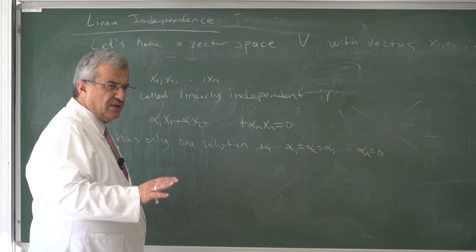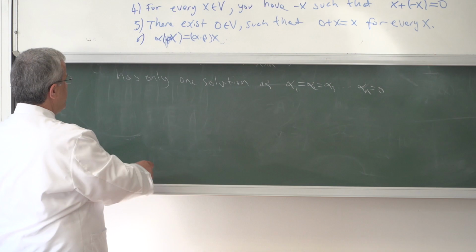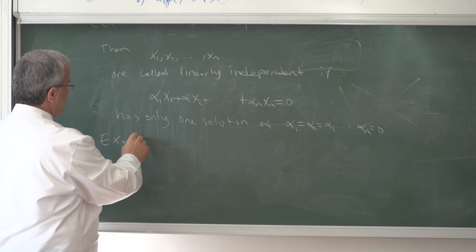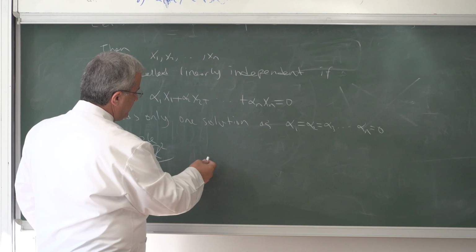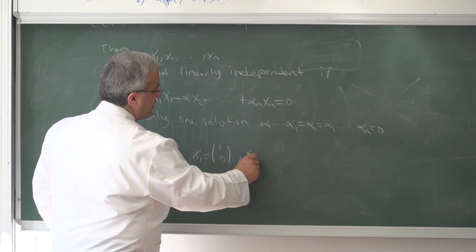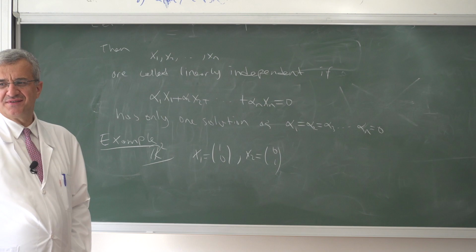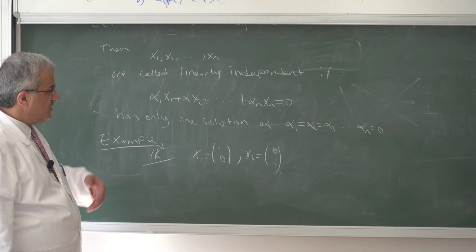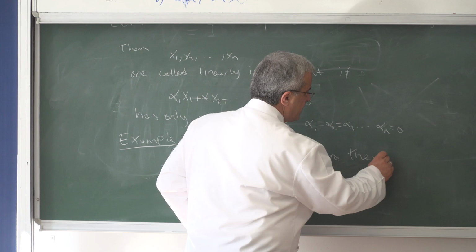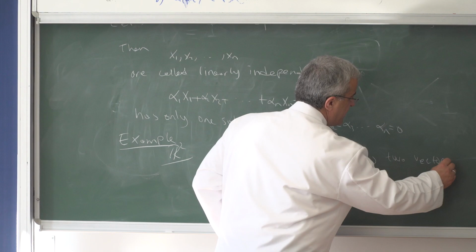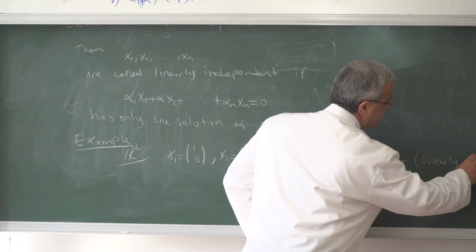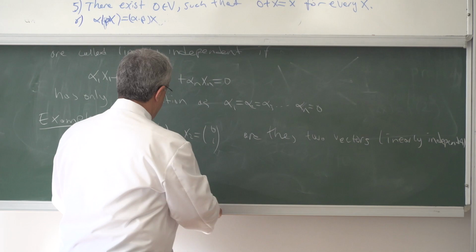Let me tell you what this means. Let's take an example in R2. Let's take two vectors. X1 is equal to (1, 0), X2 is equal to (0, 1). Very easy, right? Are these two vectors linearly independent? So this is a definition, isn't it?